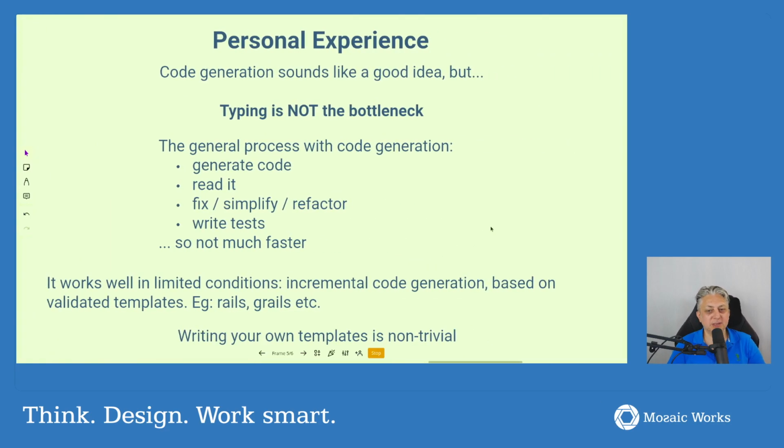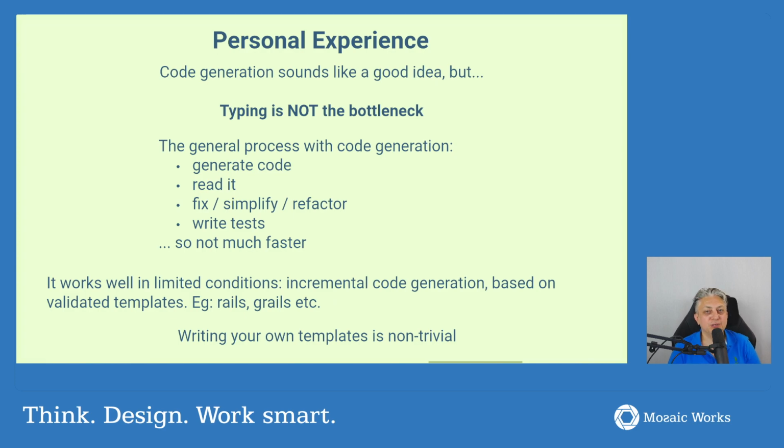So my personal experience is that code generation sounds like a good idea, but one thing that we need to take into account is typing is not the bottleneck. Typing is not the bottleneck. That's not the main problem with programming. The main problem is that we have to think about specific problems and how to solve them in a very detailed way. And I've never seen that I get too much productivity out of code generation, with some very small exceptions.